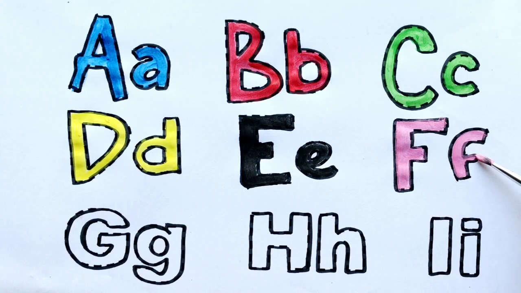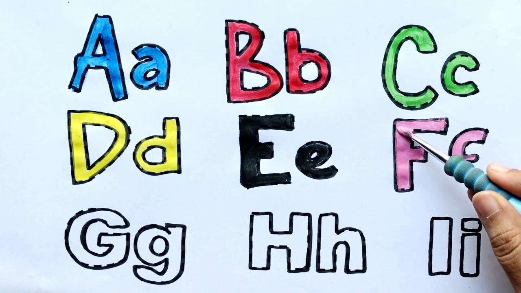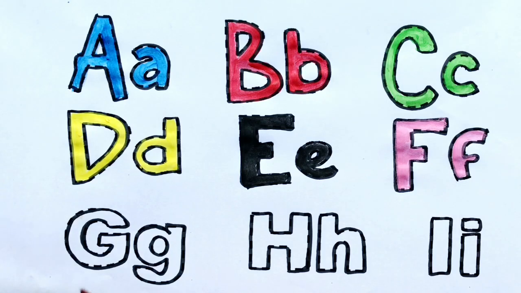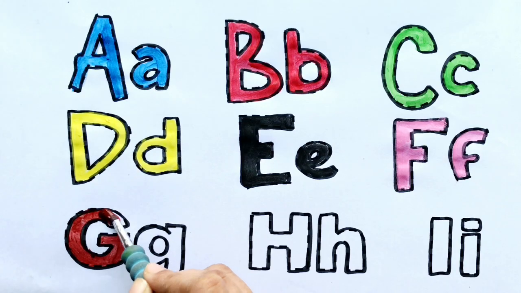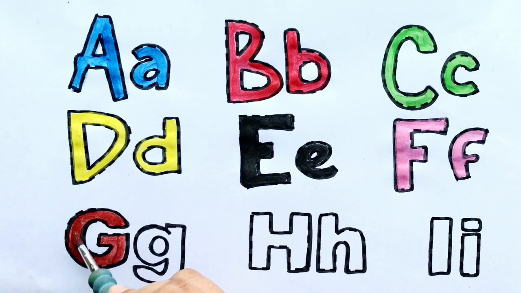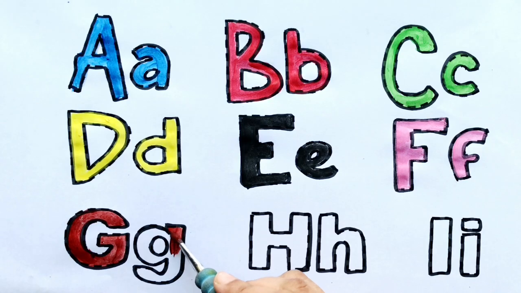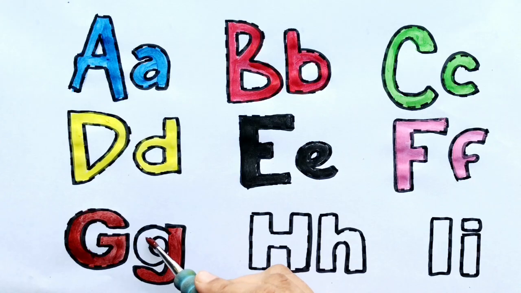Now I know my ABCs. Next time, won't you sing with me? Brown color. Capital letter G. G for grapes. H I J K L M N O P Q R S T U V W X Y and Z. Now small letter G. G for gorilla. Won't you sing with me?